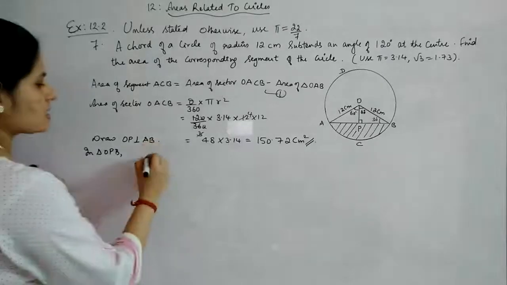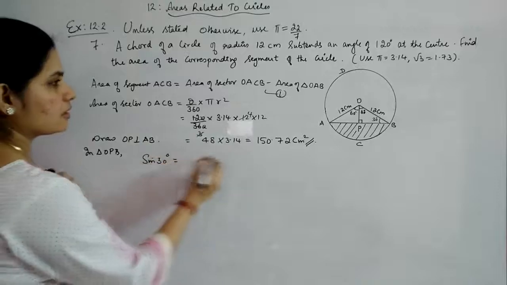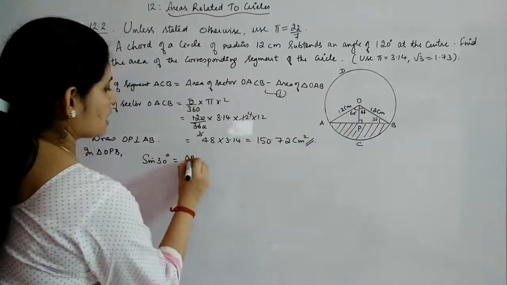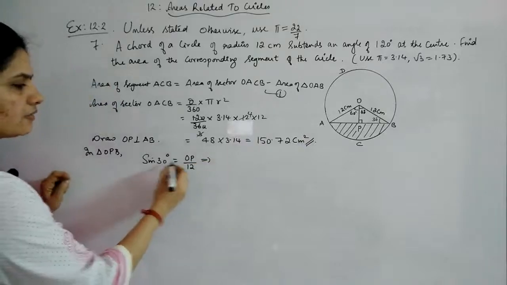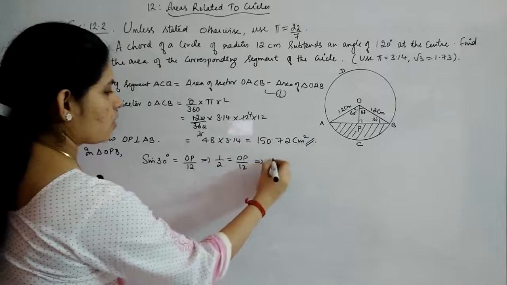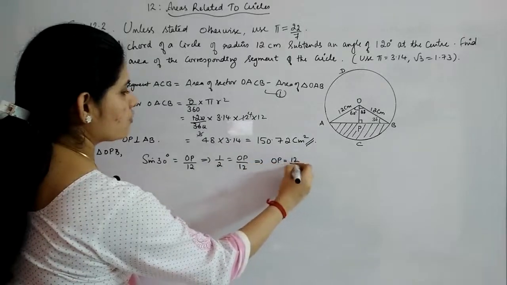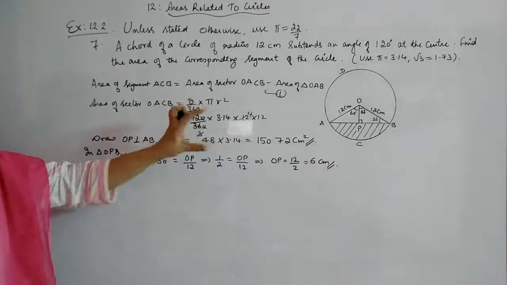So, we will consider sine 30 degree, opposite side by hypotenuse. Sine 30 degree will give you OP, which is the opposite side, by hypotenuse, which is 12. And what is the value of sine 30 degree? 1 by 2. So, you will get 1 by 2 is equal to OP by 12, or OP is equal to 12 by 2, which is 6 centimeter. So, you got actually the altitude of the triangle.